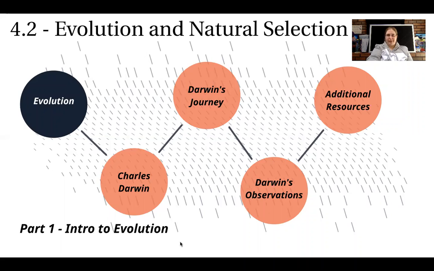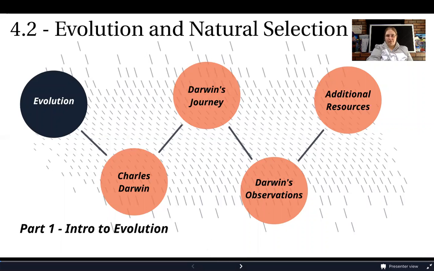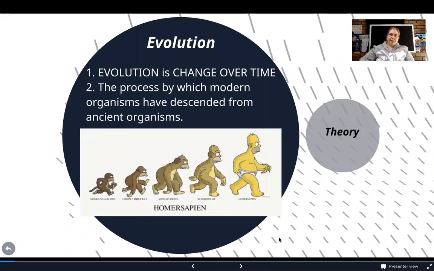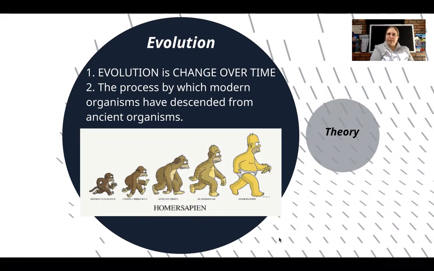4.2, Part 1, the introduction to evolution. So what is evolution? Simply put, it is change over time. Now, if you want to look at that in terms of a more scientific definition, it is a process by which modern organisms have descended from ancient organisms.